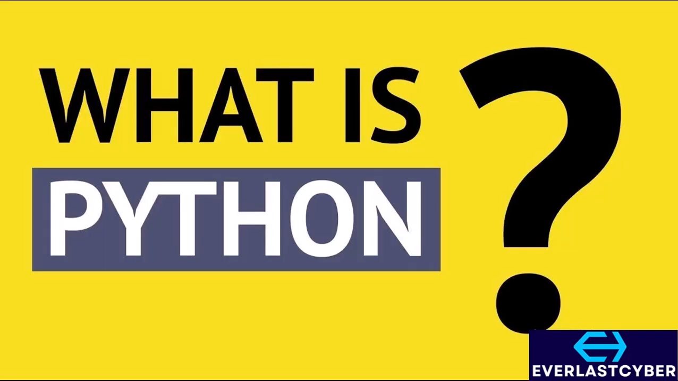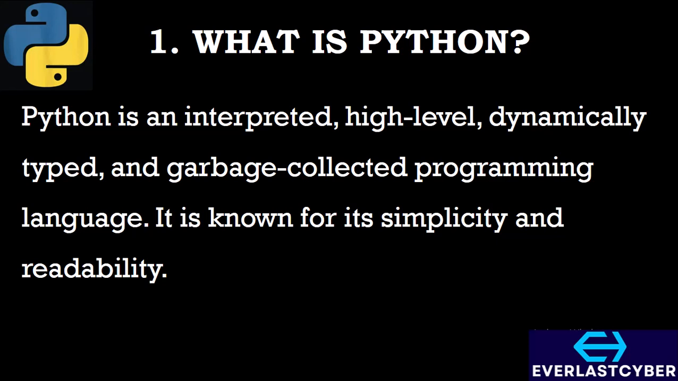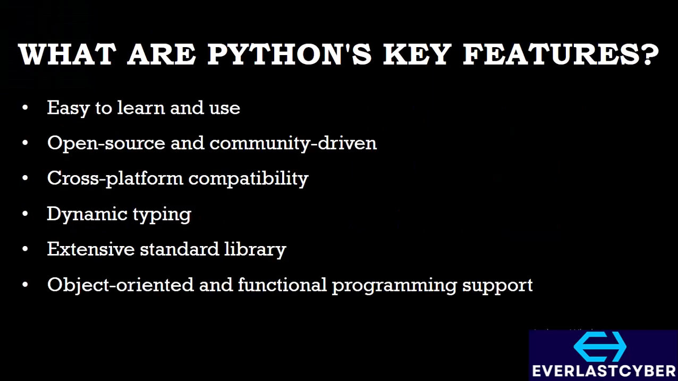What is Python? Python is a high-level interpreted programming language that is known for its simplicity and readability. It supports multiple programming paradigms, including procedural, object-oriented, and functional programming. Python has some key features: it is open source and community driven. It has cross-platform compatibility. It is also easy to learn and use. It has an extensive standard library. It is object-oriented and it has functional programming support. And also, it involves dynamic typing.